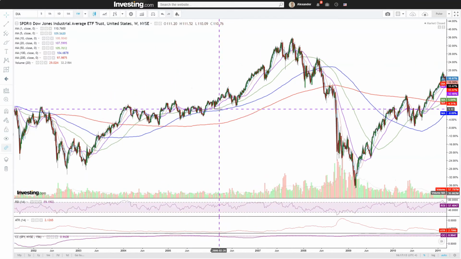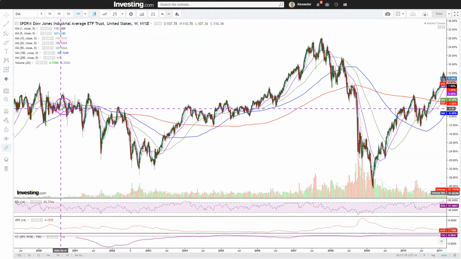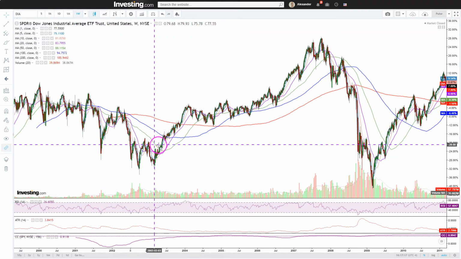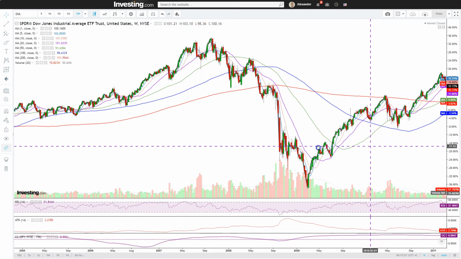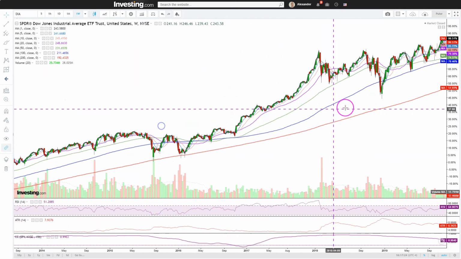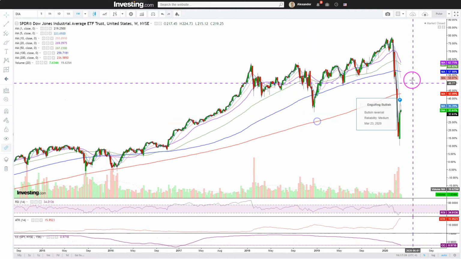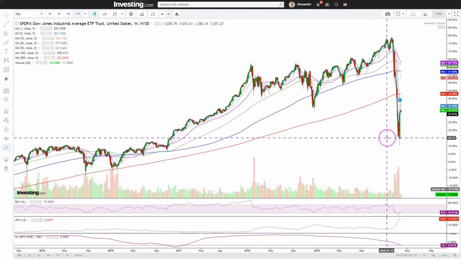Something you will probably notice is that this was a much more orderly bear market. This was way more aggressive. Let's zoom into our current situation. Well, this looks a whole lot worse.